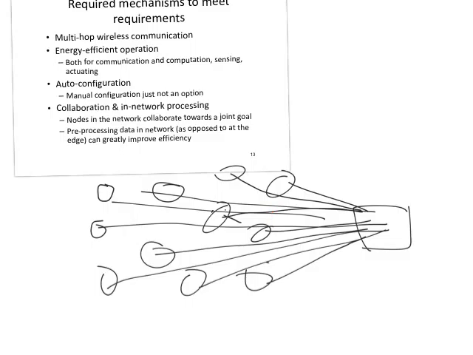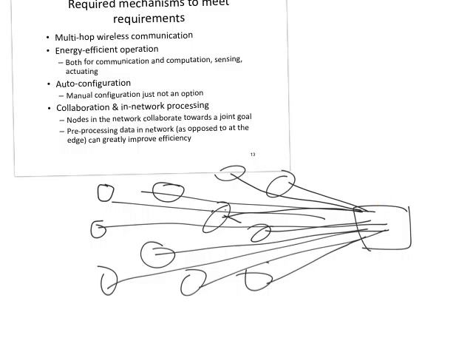Okay? But each one of these nodes will have a separate stream to send to the central node. And they are communicating through multi-hop, possibly. Then each one has to send. Yes, but each one has its own data to send to the central node.